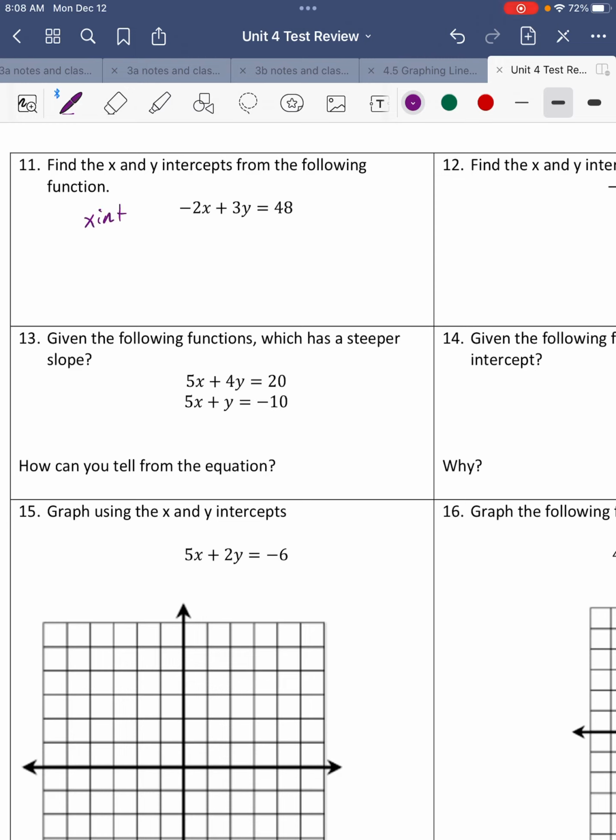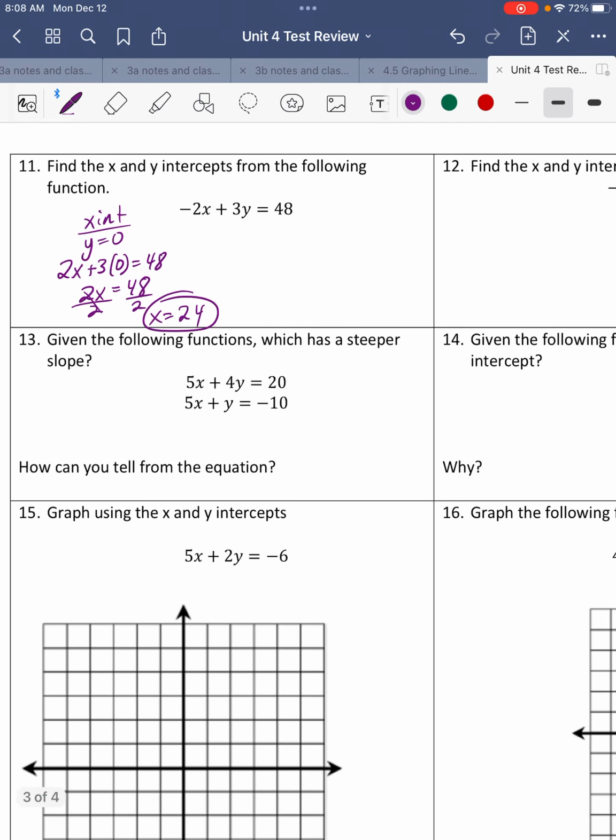All right, number 11, find the x and y-intercepts from the following function. To find your x-intercept, you set y equal to 0. So it's going to be 2x plus 3, replace the y with 0, equals 48. 3 times 0 is 0. This ends up going to be 2x equals 48. Divide by 2, and we get the x is going to equal 24. That's your x-intercept. So we have 24 and 0 is your y. That's what our y is.